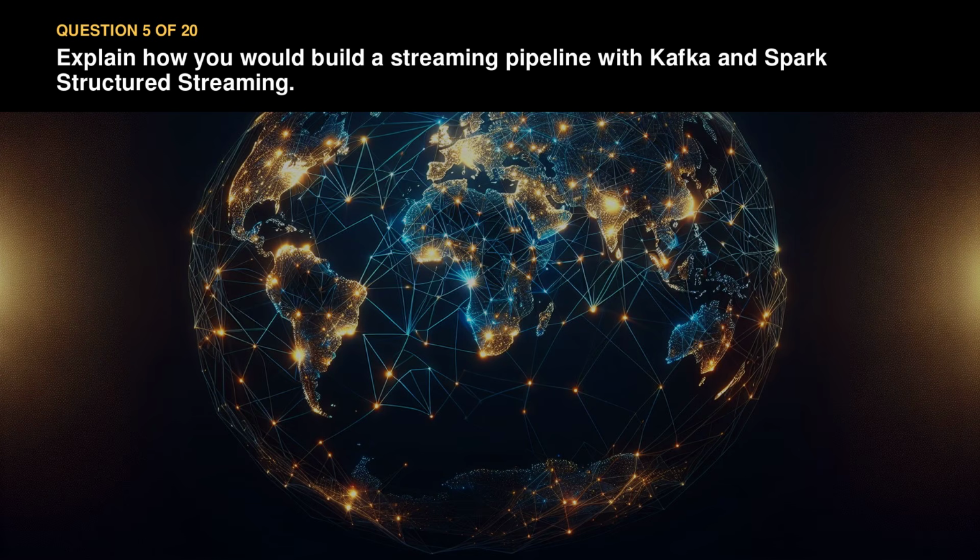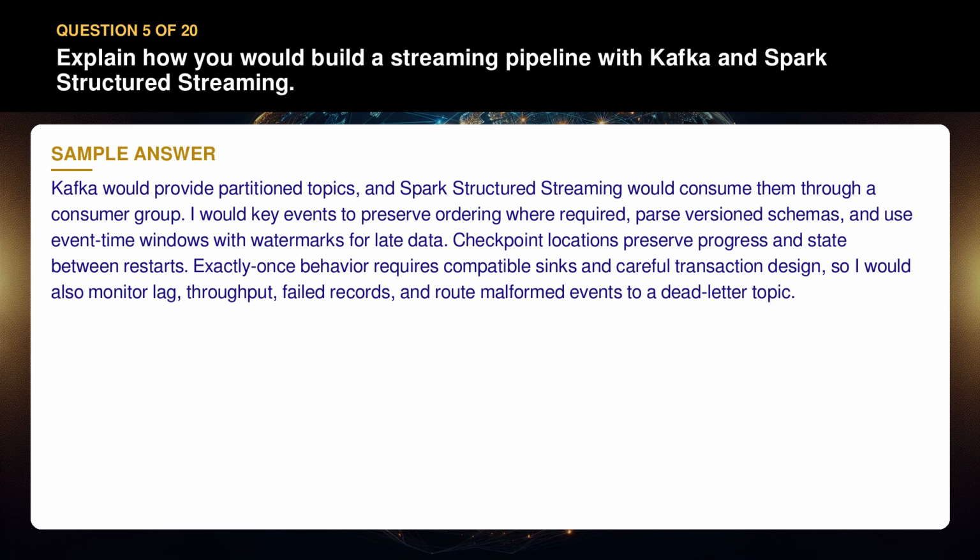Question 5. Explain how you would build a streaming pipeline with Kafka and Spark structured streaming. Kafka would provide partitioned topics, and Spark structured streaming would consume them through a consumer group. I would key events to preserve ordering where required, parse versioned schemas, and use event time windows with watermarks for late data. Checkpoint locations preserve progress and state between restarts.